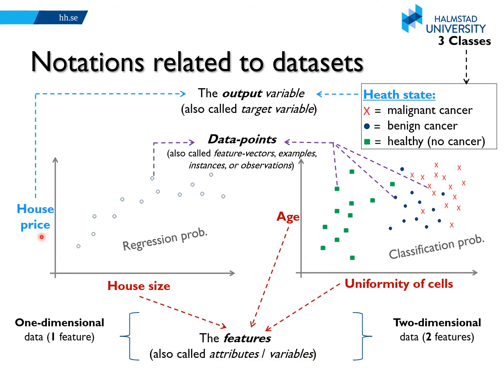In our regression problem, the price is the output and can take any value. The output is also commonly referred to as the target variable because that's what we want to predict. In our classification problem, the health state is the output or target. It can take one of three possible classes: malignant cancer, benign cancer, or healthy.